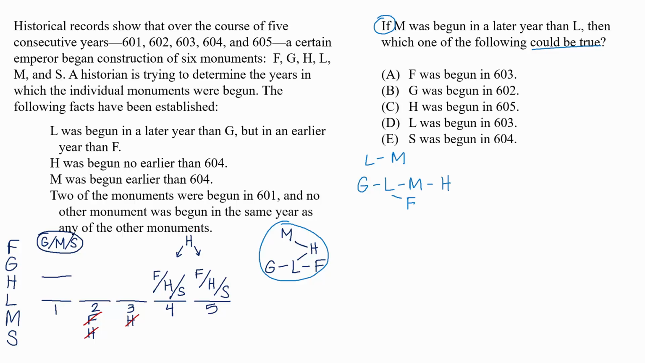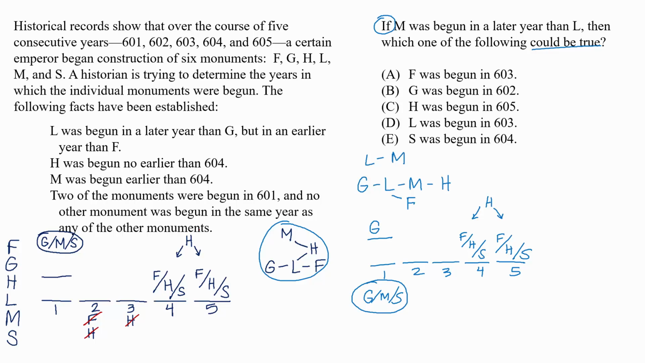So let's redraw our initial diagram so that we can incorporate this new rule and its deductions into a new sketch, and that way we don't get confused with the initial diagram that we have. All right, let's see what deductions we can make from the new information that we have. If M is sometime later than L, which it is in this question, that means that only G and S could be the monuments that are paired in 601.